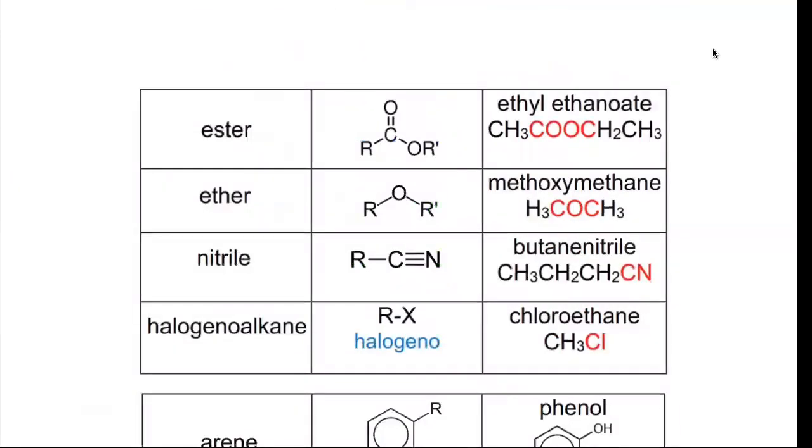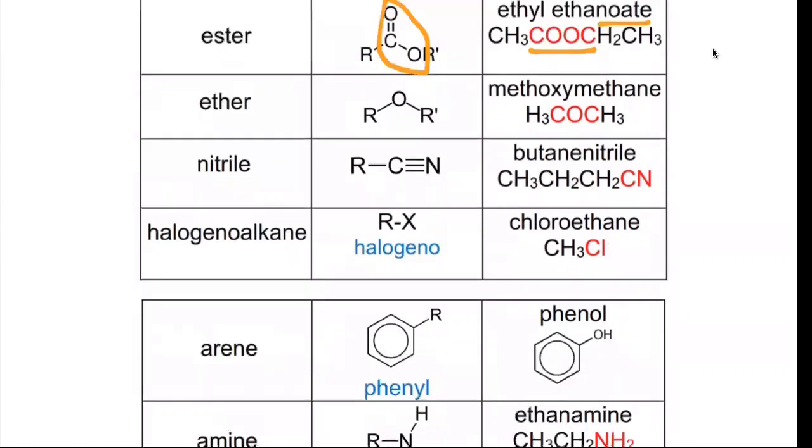Now, if we keep going, there's a bunch more. This next one is called an ester. An ester has a double bonded oxygen and a single bonded oxygen on the same carbon in the middle of the chain. So my condensed formula is going to look like COOC. And these end in -oate.